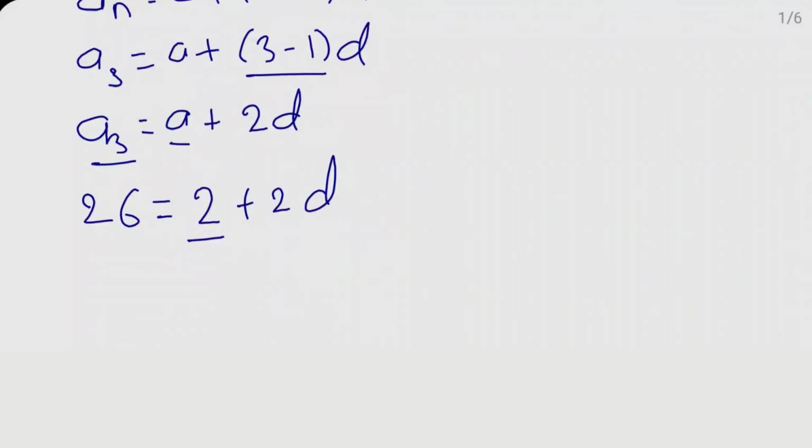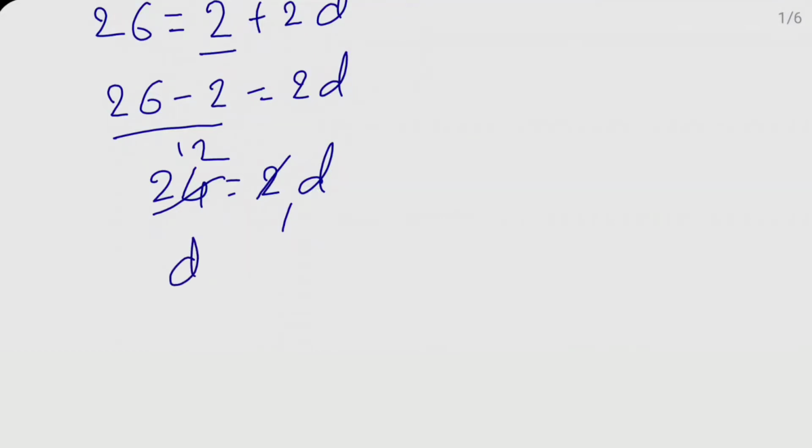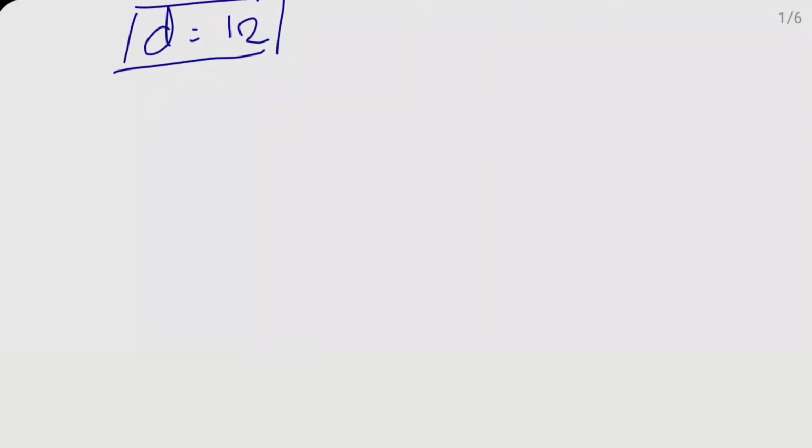So 2 comes to the LHS side, it becomes a minus. So 26 minus 2 equal to 2d. And now here 26 minus 2 is 24, this equal to 2d. And here 2 ones are 2, 12s are 24. So here d equal to 12. Is it clear?